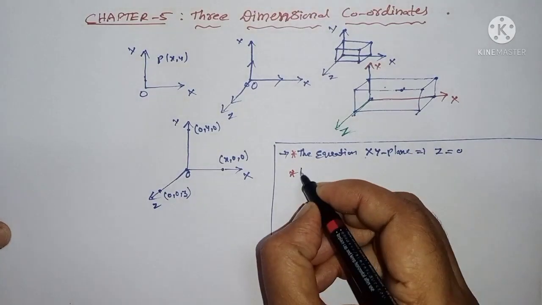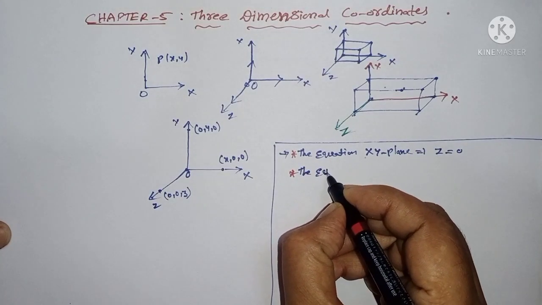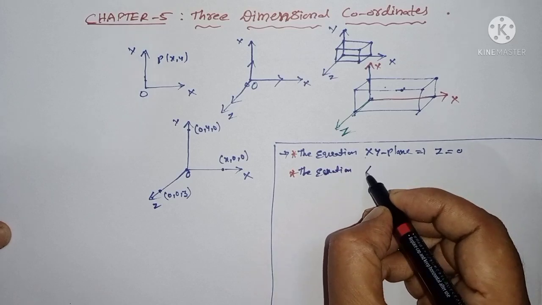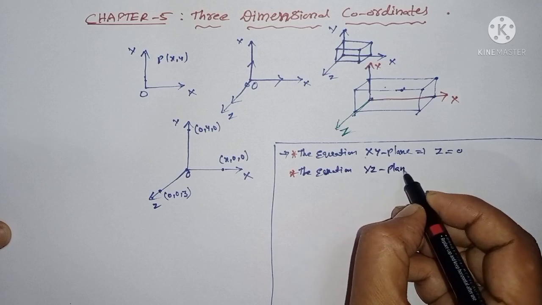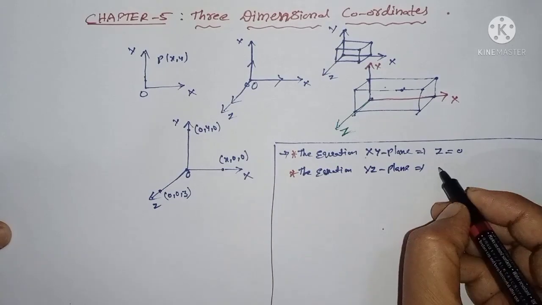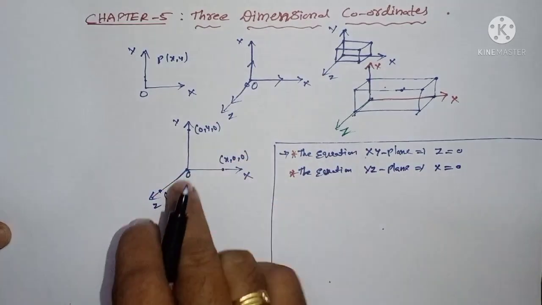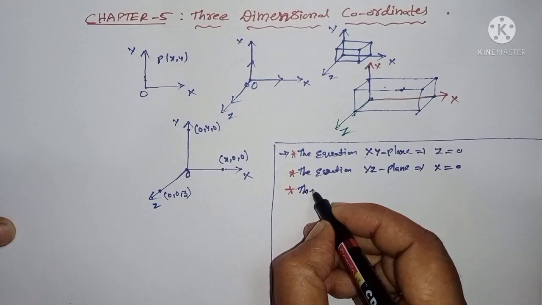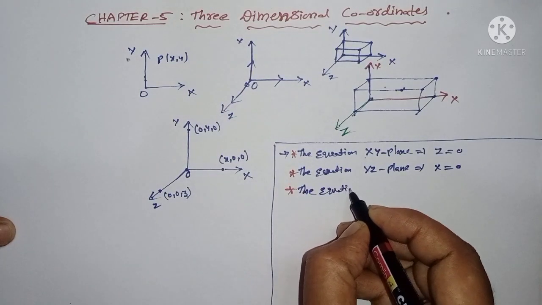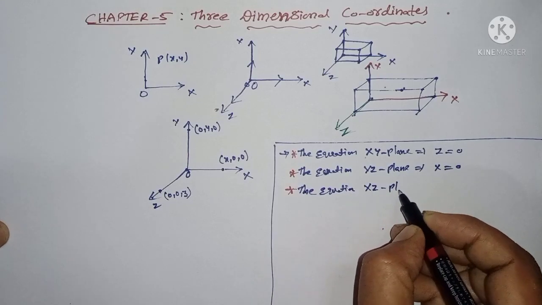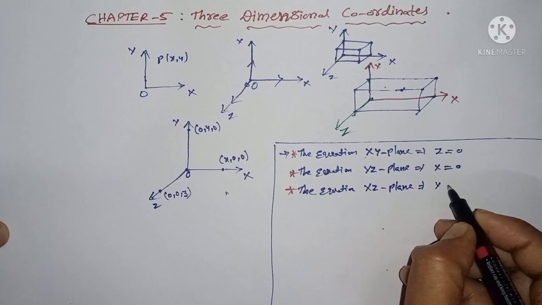Again, the second one is the equation of the yz plane. For yz, the remaining is x is equal to 0; the x term is 0, only y and z remain. And the last one is the equation of the xz plane: y is equal to 0.